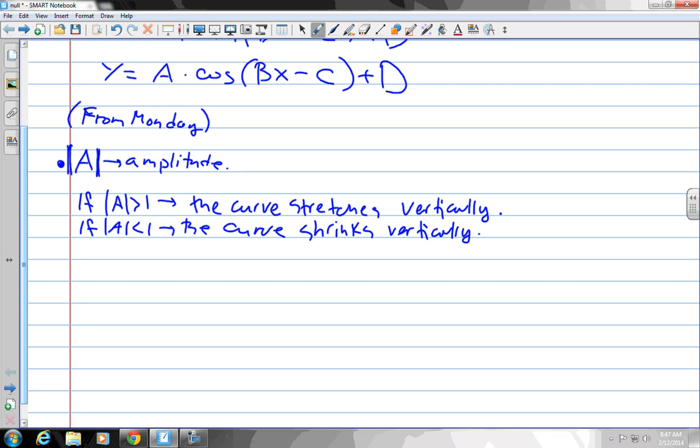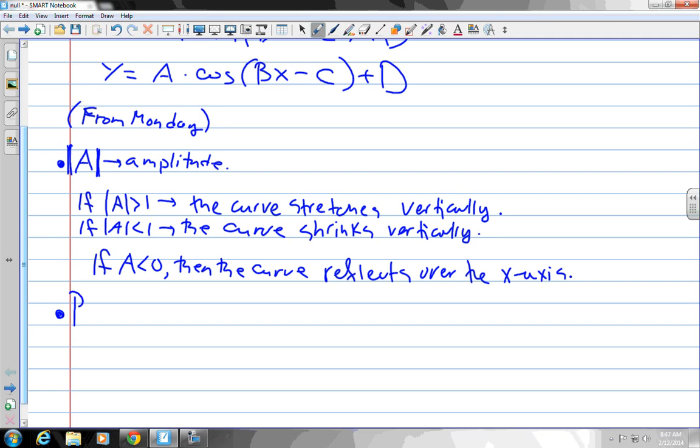So the sign of A doesn't matter as far as the amplitude is concerned. All the sign does is flip the curve over the x-axis. If A itself is negative, then the curve reflects over the x-axis. Okay? All right.